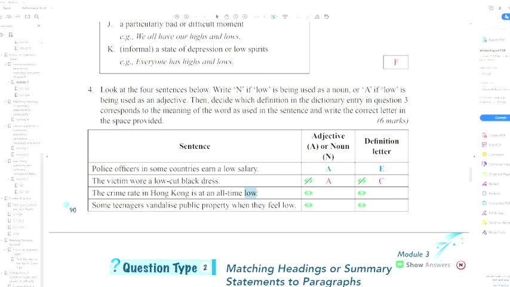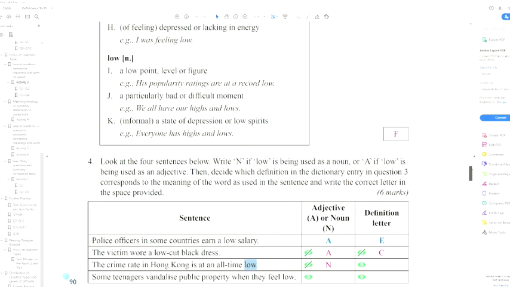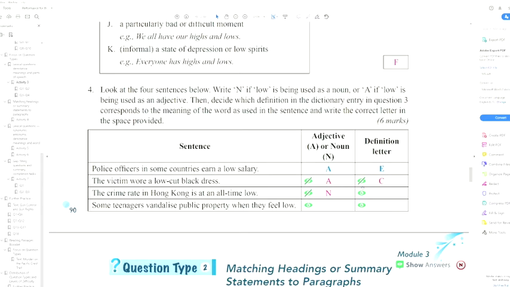Now this one is different. Low is going to be a noun. So let's see which of these could it work as a low point? Like the popularity ratings are low? Yeah, could be. A bad moment? Not as good. And a state of depression? Well, it's going to be a low point right here. The crime rate, meaning I.